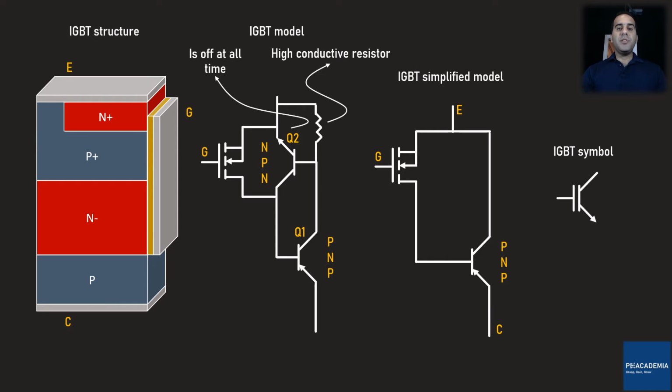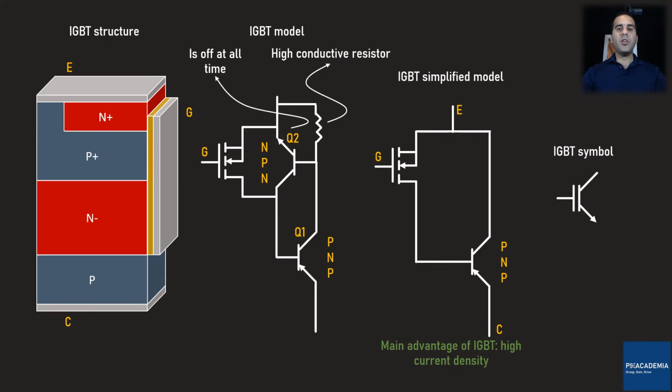To turn on the IGBT, we just need to apply a positive voltage greater than the threshold voltage between the gate and source of the MOSFET. Once the MOSFET turns on, the base current of the PNP BJT is provided by the MOSFET and the IGBT turns on. The IGBT is designed in such a way that most of the current passes through the power BJT and a smaller portion of the current goes through the MOSFET.